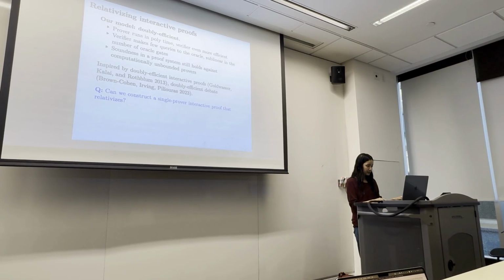The third point I wanted to make is that even though we require the honest provers to run in polynomial time in a doubly-efficient interactive proof, soundness in a proof system is still going to hold even against computationally unbounded provers. So we still have this stronger soundness condition. I will say that argument systems, where soundness holds only against computationally bounded provers, also probably suffice for this AI safety setting.